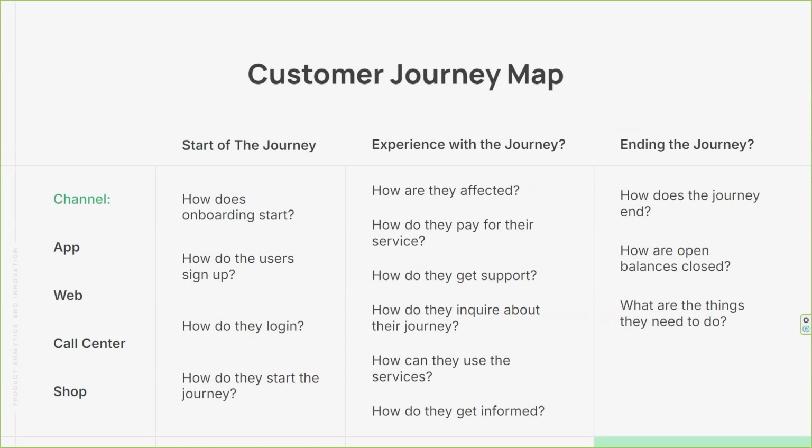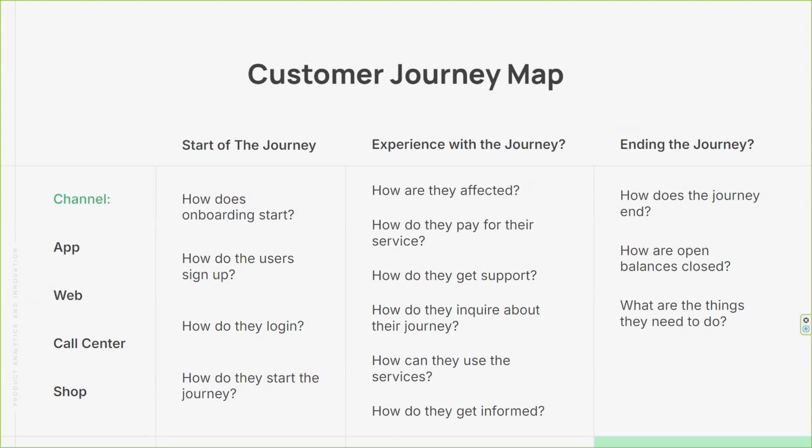Then once they have started their journey, what happens in between until the end point? So how are they affected within this journey? How do they get informed? How do they troubleshoot problems? How do they get support? How do they use the services that are provided within this journey?